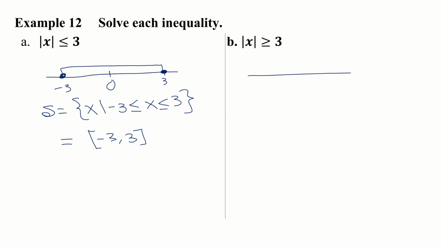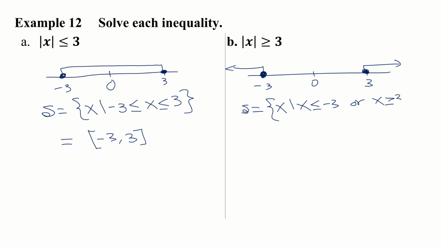And the same here. We're looking for numbers whose distance from 0 is greater than or equal to 3. So that's going to include not just numbers less than -3, but also -3 itself, like that, and also 3 or numbers larger than 3. So the solution set will include all x such that x is less than or equal to -3, or x is greater than or equal to 3, like so.